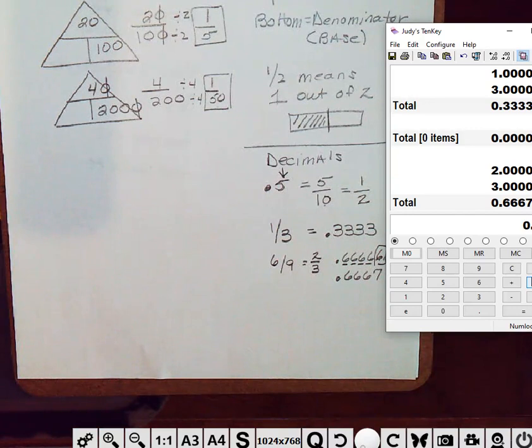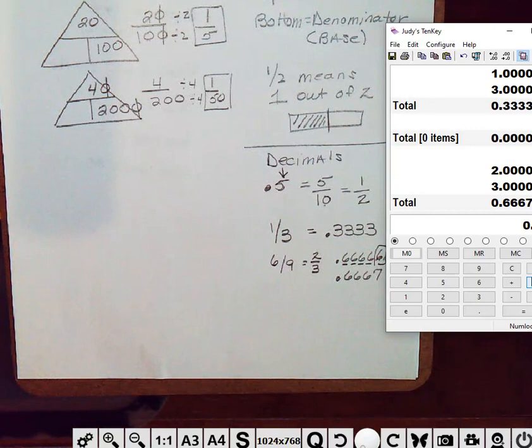So if the denominator is not the same in 2 or 3 or 4 different fractions, you have to have a common denominator to compare. So it's often easier to compare as a decimal.